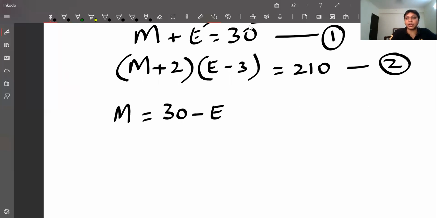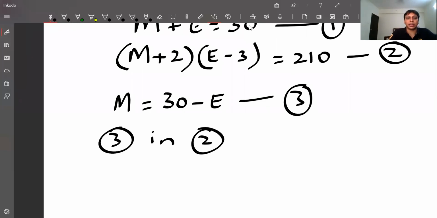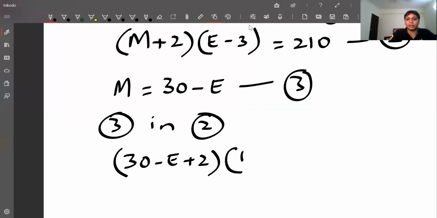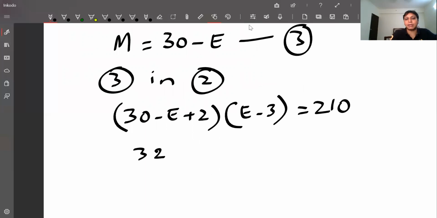Now, what happens when you substitute in the second equation? Let us take this as 3. Substituting 3 in 2 will give us 30 minus E plus 2 within the bracket, and the second one will become E minus 3 equal to 210. So it gives us 32 minus E, because 30 plus 2 is 32, and E minus 3 will be equal to 210.